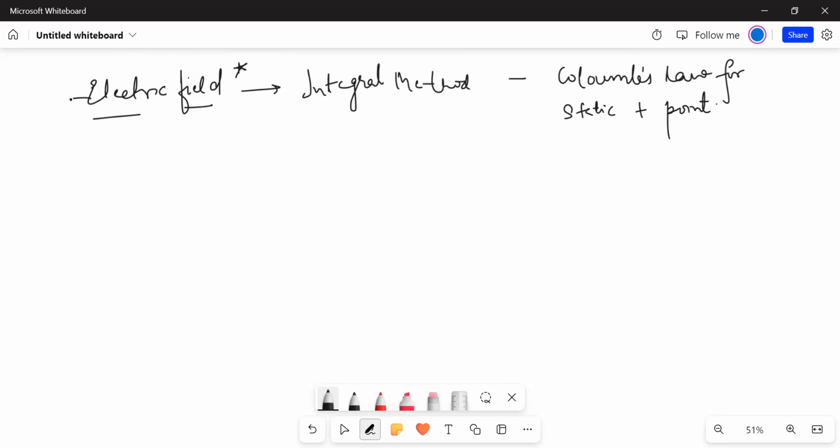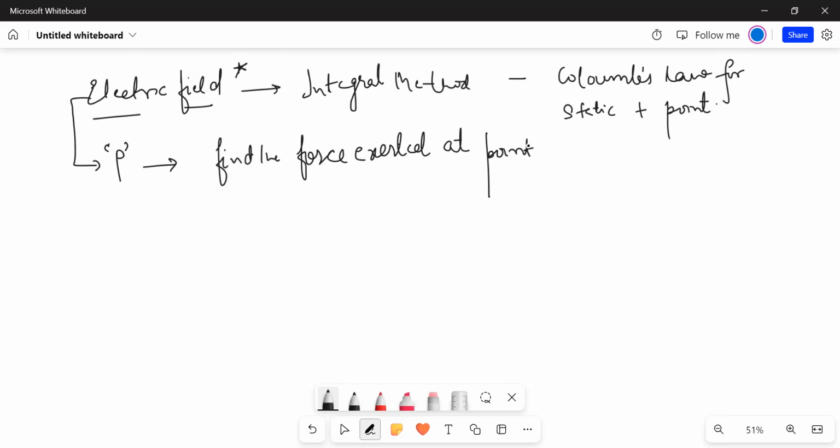what is electric field? Electric field at a point P. Let's say at point P we want to find electric field. At point P, the electric field is equivalent to finding the force exerted at point P, where a unit coulomb charge is placed.